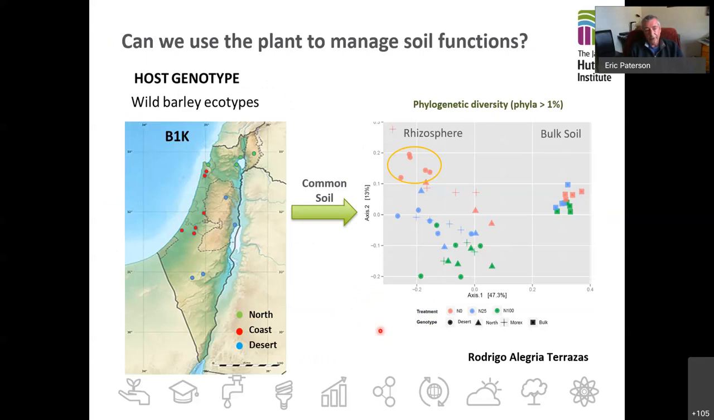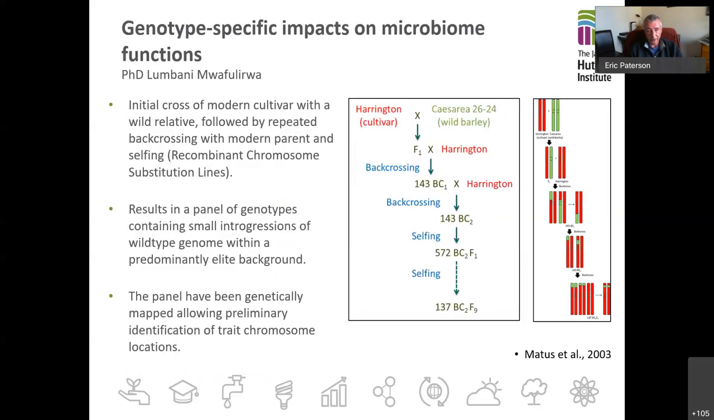So I want for the final part of the talk just to talk about using a plant to manage soil functions. And I guess a prerequisite of that is that a genotype or a cultivar of a crop species or grass species is going to affect the community structure of rhizosphere populations. So this is work that Rodrigo did during his PhD with Davida and others, using ecotypes from different regions, putting them in a common soil and determining what the microbial community structure was. And we could see clearly that there was partitioning of communities depending on the genotype of the host plant.